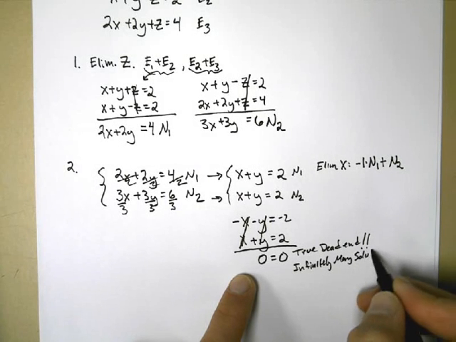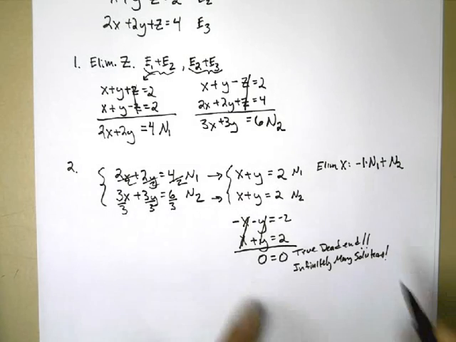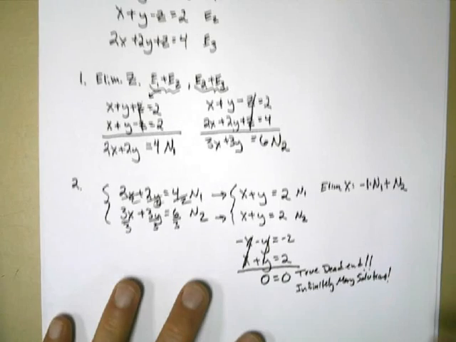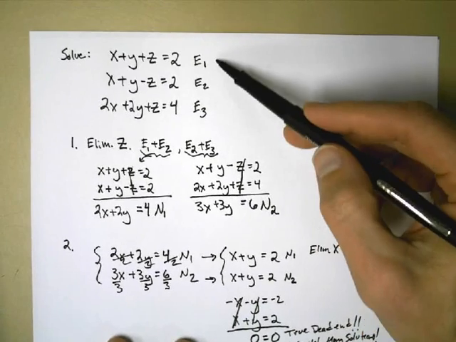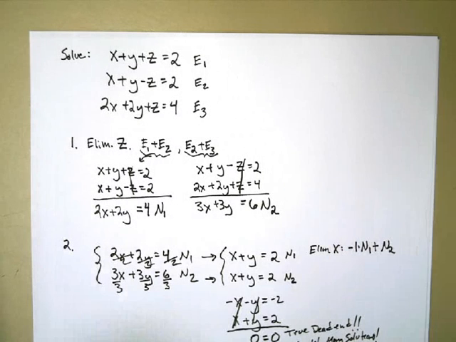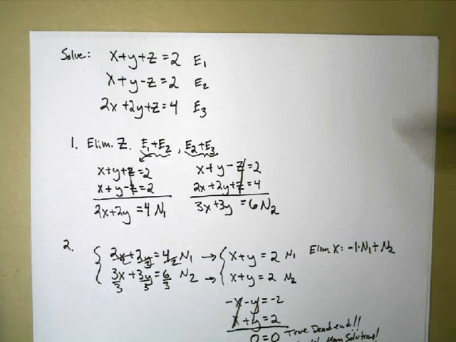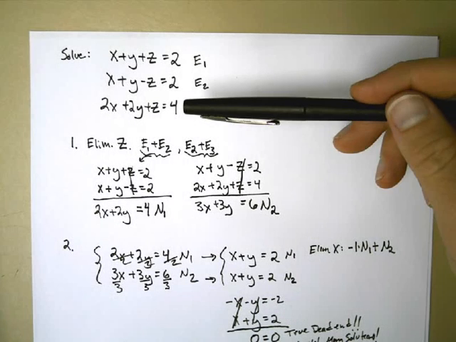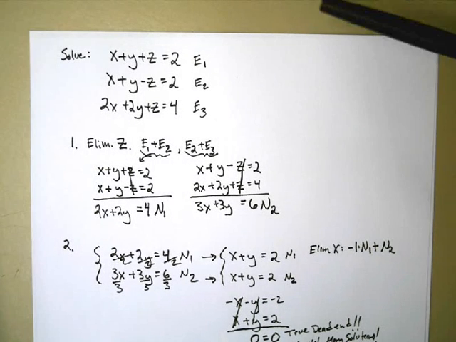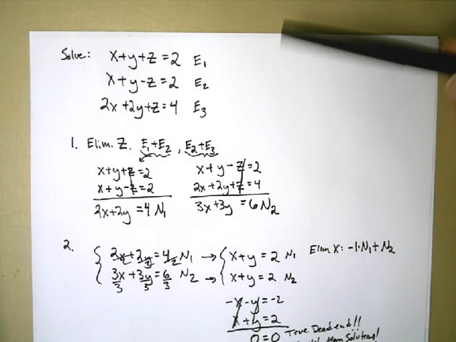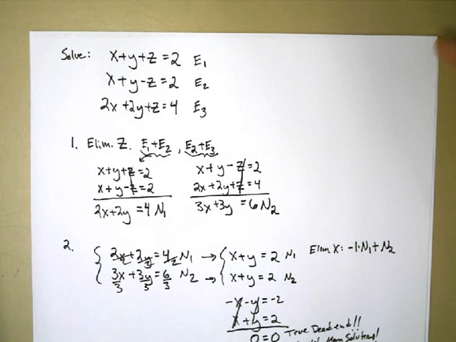This is a case where if we were to graph all three of these planes in the same three-dimensional coordinate space, we would have either all three of them being exactly the same plane, so there are infinitely many solutions on the plane, or they all intersect along one line where there are infinitely many solutions.